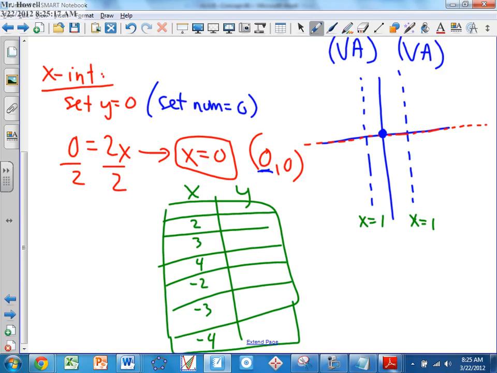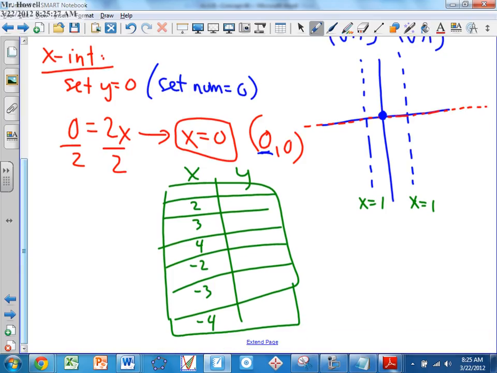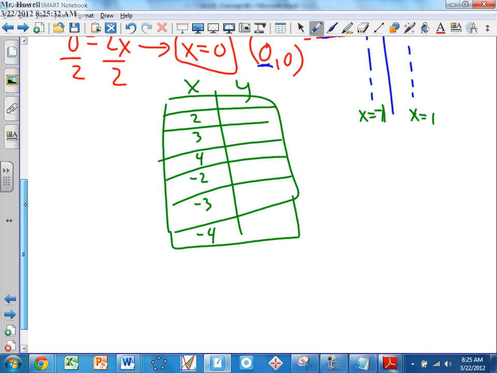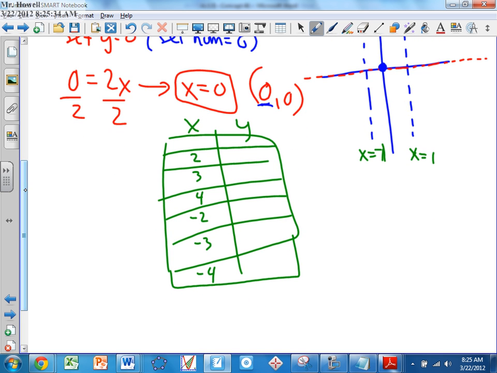So my other points I would choose, I'm going to continue the table over here. So continuing this table, I would choose points in the middle here, so a point like 0.5 and 0.75, and then maybe the negative side as well.